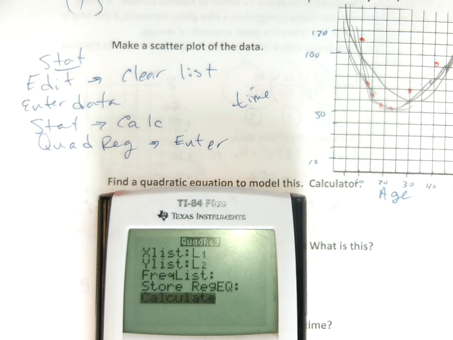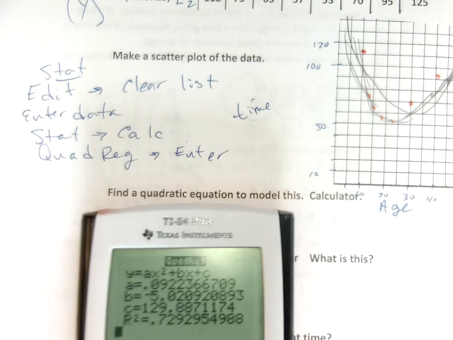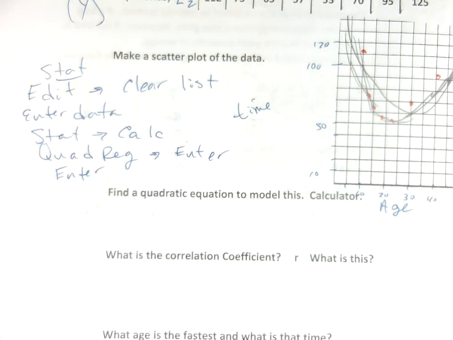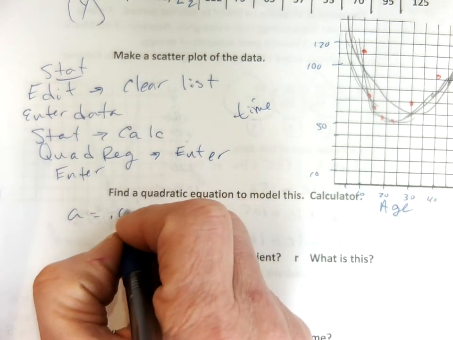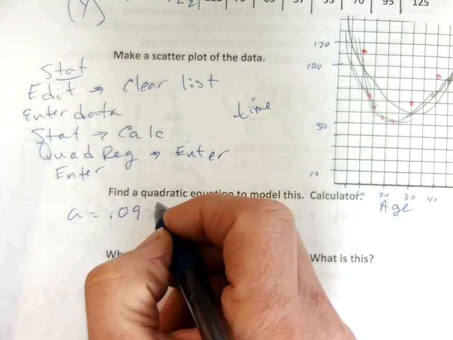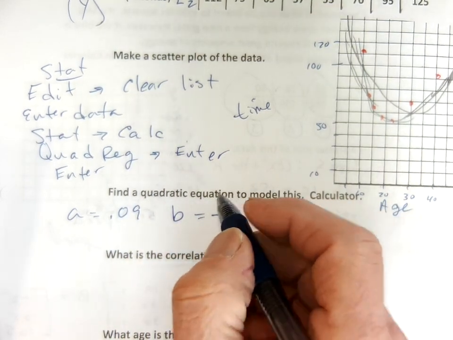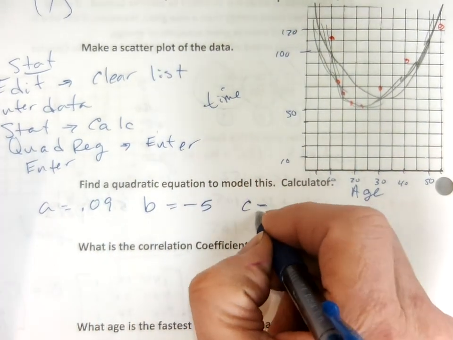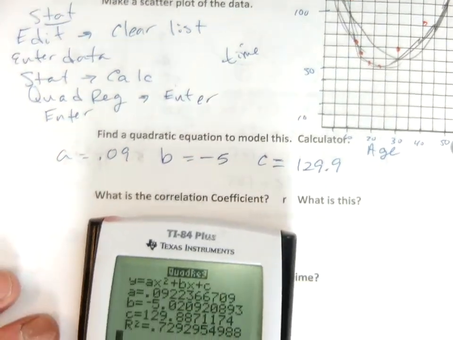The newer ones do this. And I'm going to push enter again on calculate, okay? Enter again. And it's going to give me my answer, okay? I'm going to push enter again. It gives me my answer. So I've got A is about 0.09. I've got B is about -5. C is about 129.9. Did you get those values?